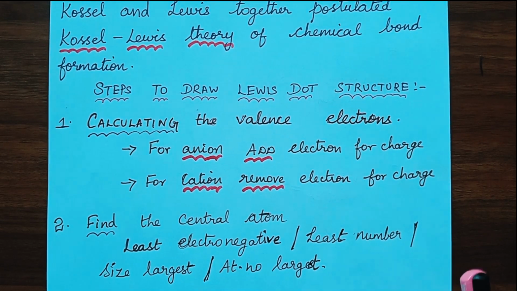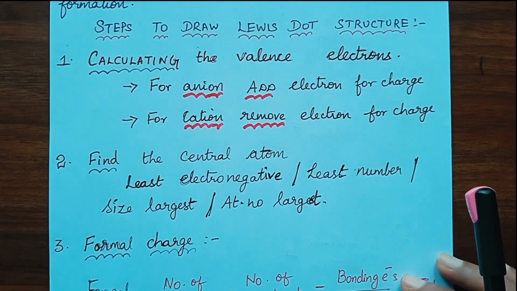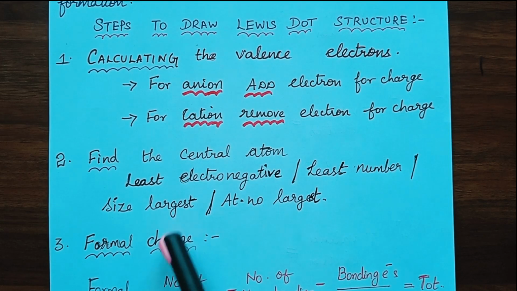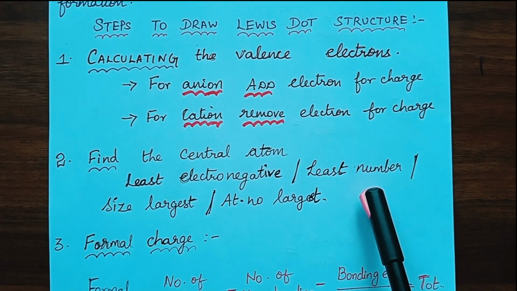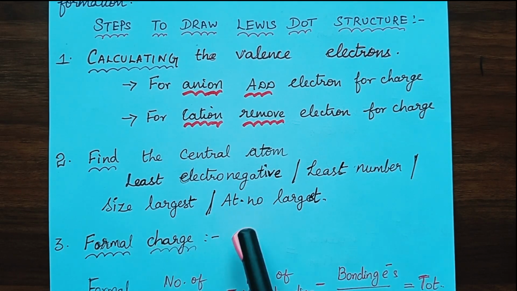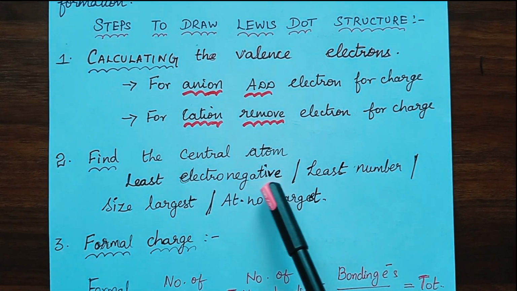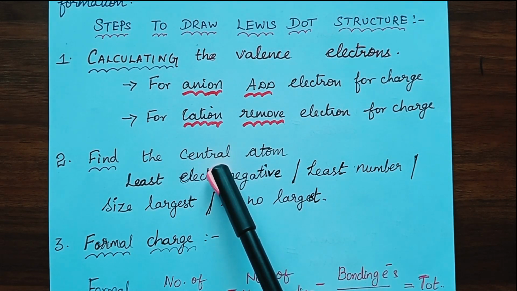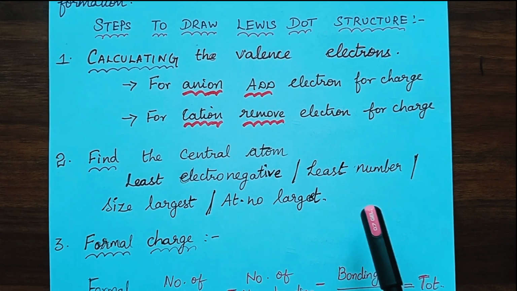Okay. Next step is to find the central atom. To find the central atom, we have to see the least electronegative element, or the least number of atoms, or which atom has the highest atomic number. Depending on that, that atom will be the central atom. When we do it with examples, it is easier to understand.